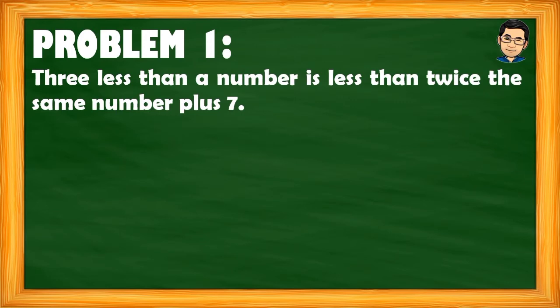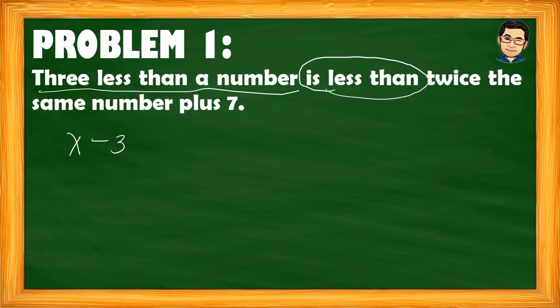3 less than a number is less than twice the same number plus 7. Let's analyze it. We need to translate the statement into a mathematical statement. Okay, so 3 less than a number means x minus 3. It is not 3 minus x. It means the 3 is what we subtract from x. And then, is less than. We have here the keyword is less than, so the inequality symbol is less than. Twice the same number, twice means two times, so 2x plus 7.